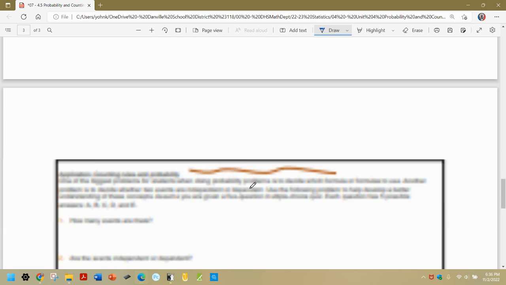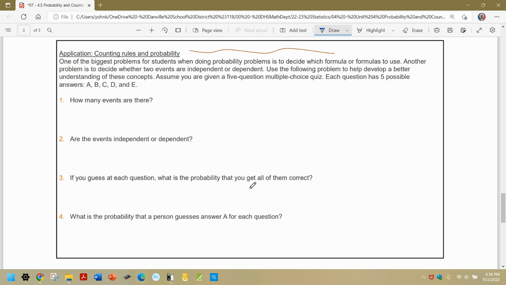All right. Application. One of the biggest problems for students when doing probability problems is to decide which formula or formulas to use. Another problem is to decide whether 2 events are independent or dependent. Use the following problems to help develop a better understanding of these concepts.